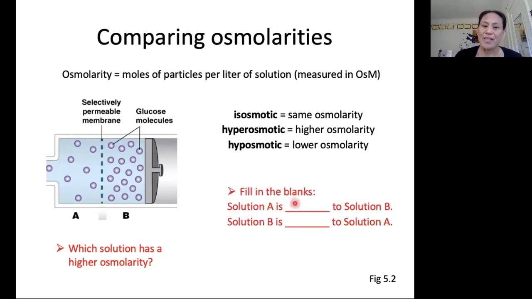So I have this exercise for you to think through, right? We're looking at solution A and solution B here. What words would you use to fill in these blanks? Go ahead and think about that for a few seconds. Okay, so solution A is hyposmotic to solution B. It has a lower osmolarity than solution B. Solution B is hyperosmotic to solution A. It has a higher osmolarity than solution A. So hopefully you figured that out.